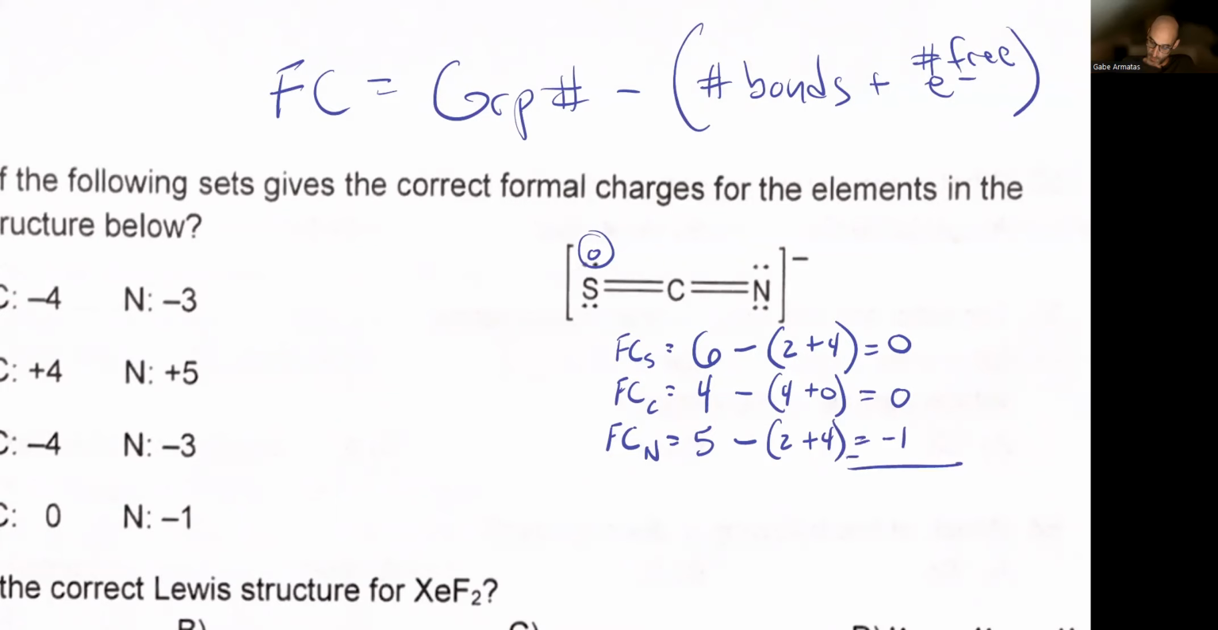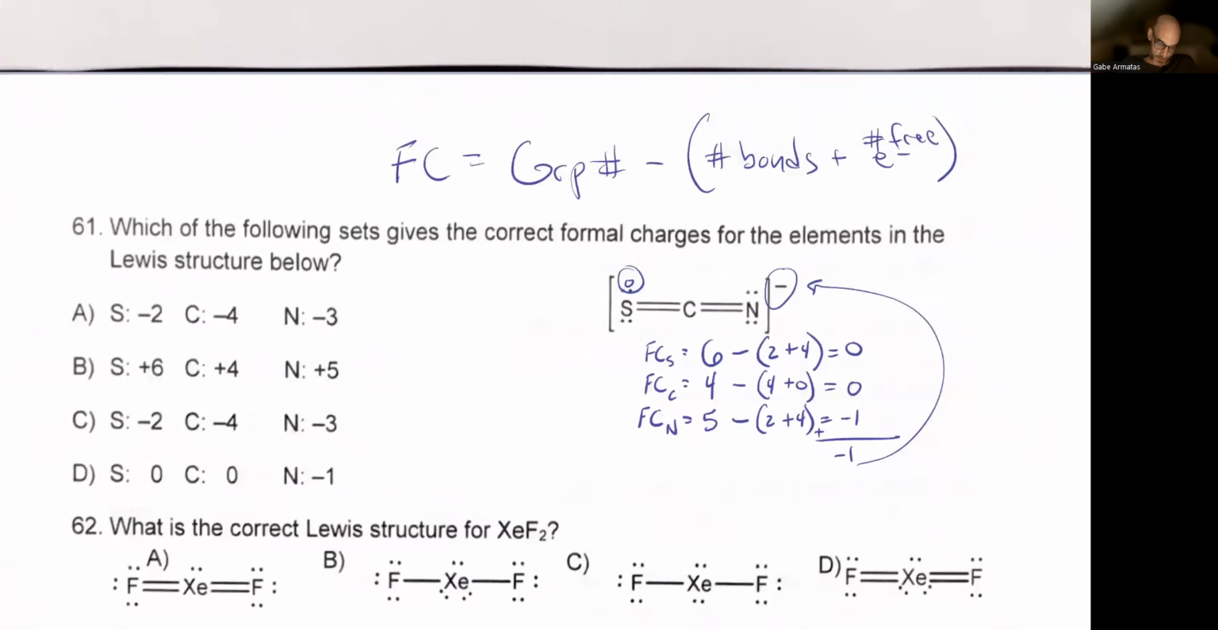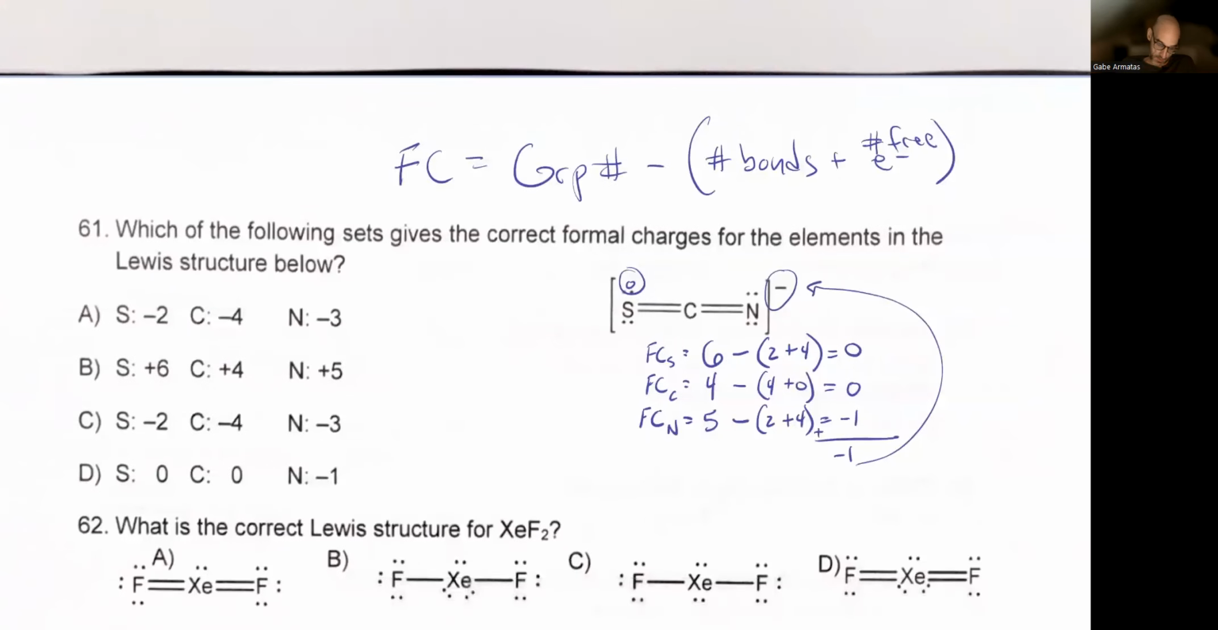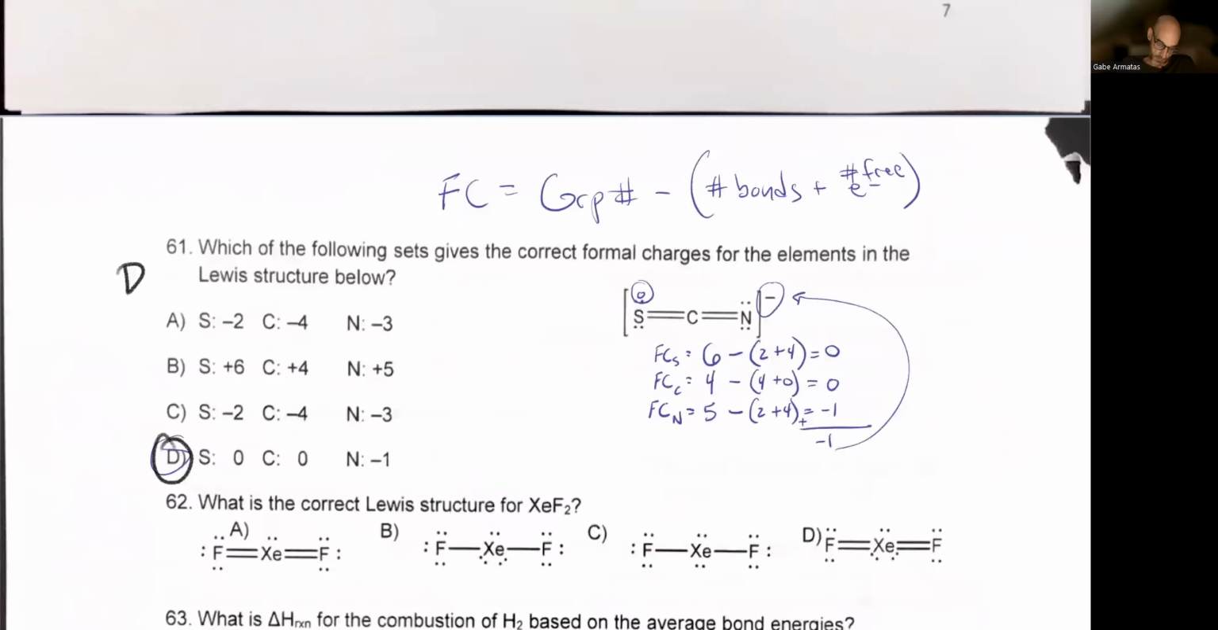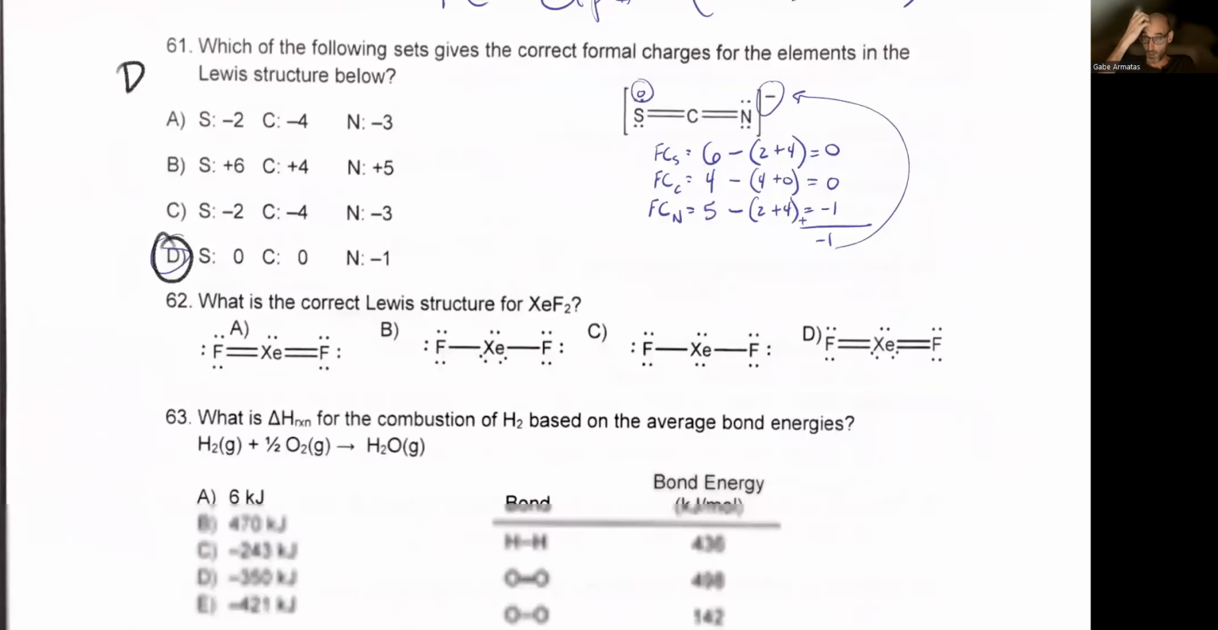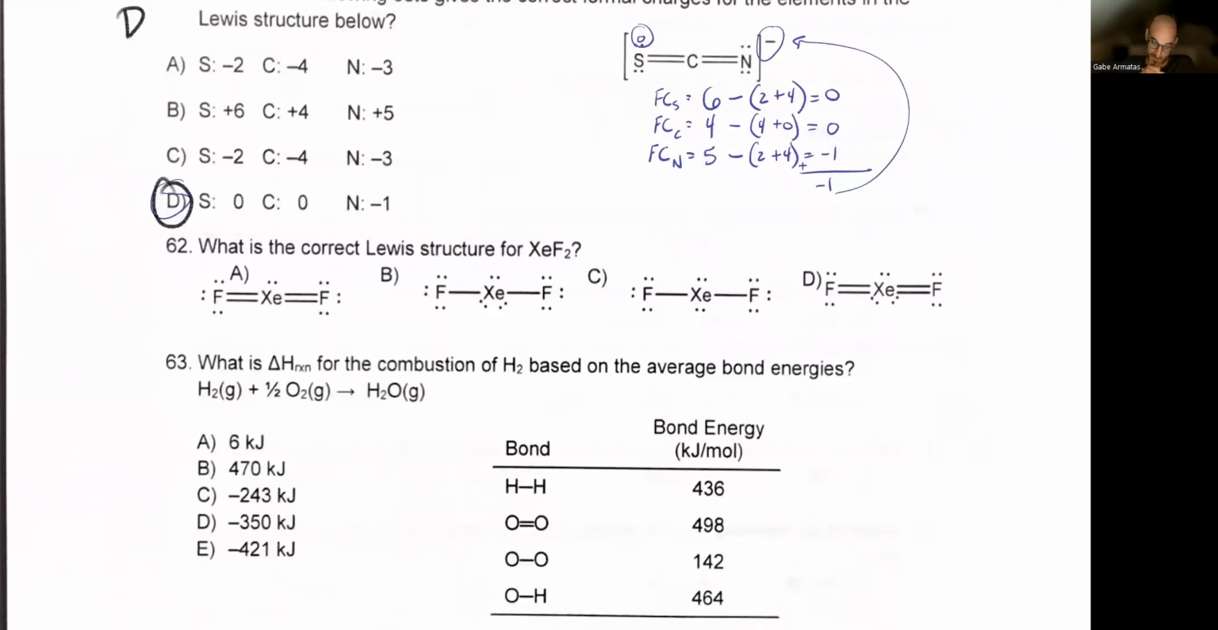So note if you add up all the formal charges, you should get the charge of the actual structure itself. And so there we go. So which of the following is correct? 0 for 0. There we go. D. We should get D for this one. And off we go. It's pretty good. We want nitrogen to carry the formal charge because it is more electronegative than sulfur.